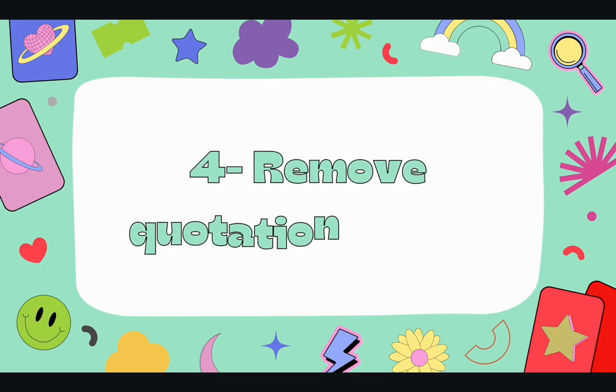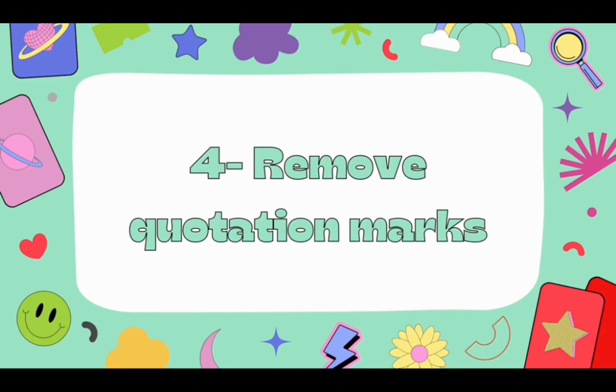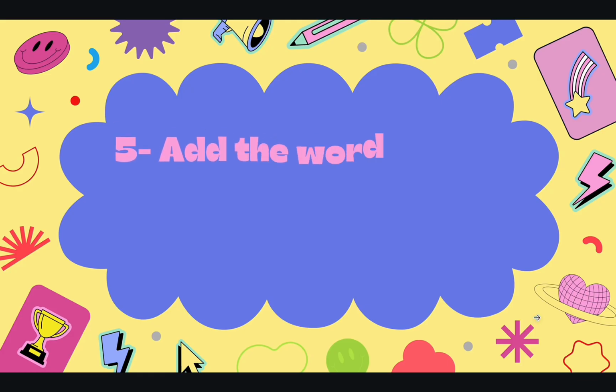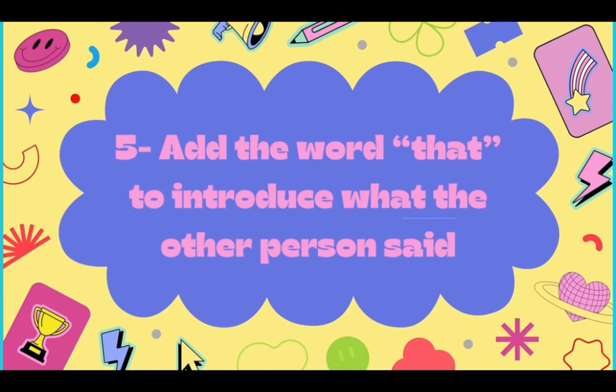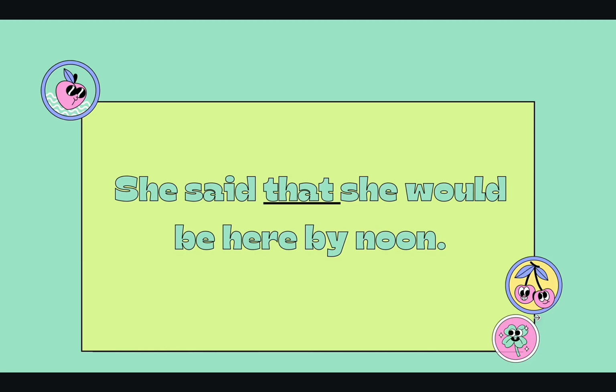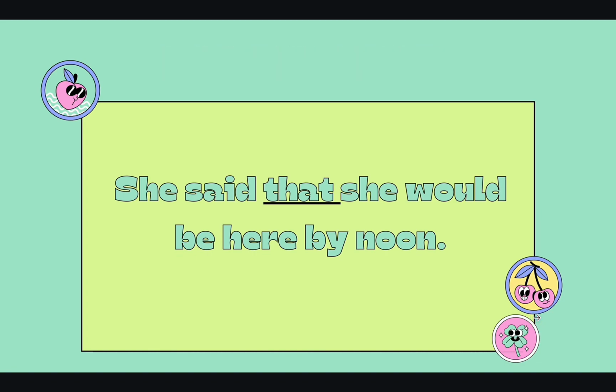Okay, so the fourth rule is to remove quotation marks. And this is because if we leave them, it would be like direct speech. But since we're changing the pronouns and tenses, it cannot be direct speech. And lastly, the fifth rule is to add the word that to introduce what the other person said. For example, she said that she would be here by noon.